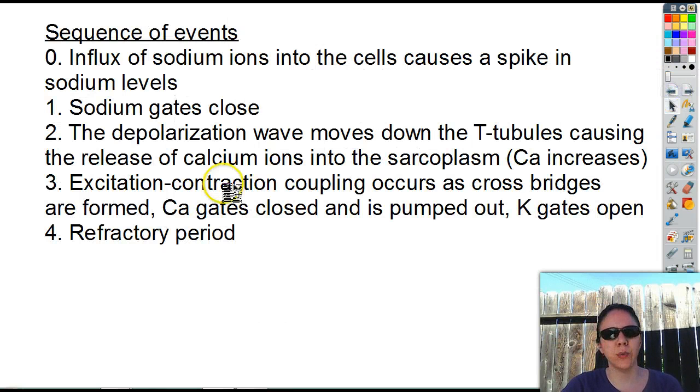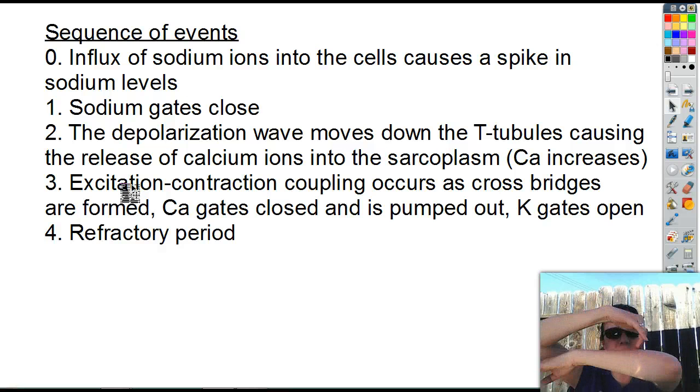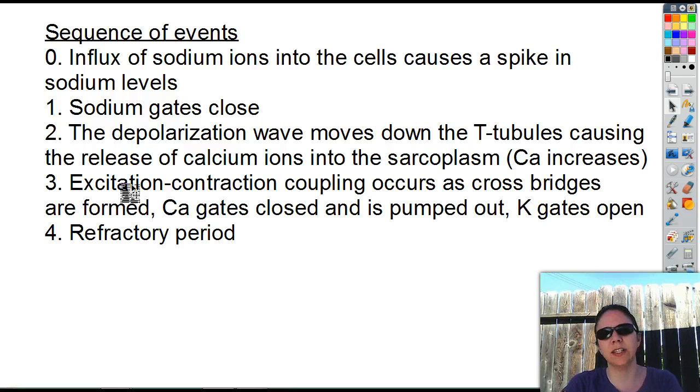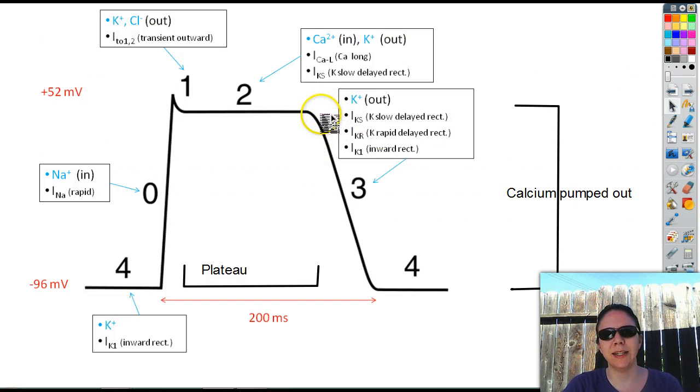Okay, and then 3, excitation and contraction coupling. So that's the actual, this thing. As cross bridges are formed, calcium gates are closed and calcium is pumped out, so it can do it again. And now the potassium gates open. Okay, so 3 right here. Potassium gates open, which lets them out, and then everything's starting to restabilize.